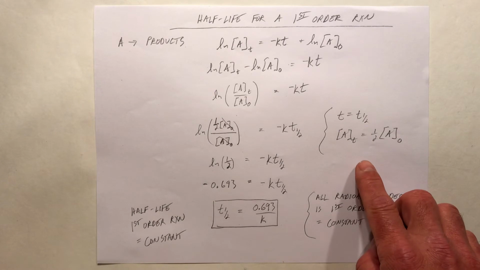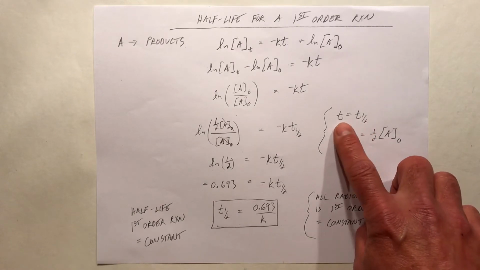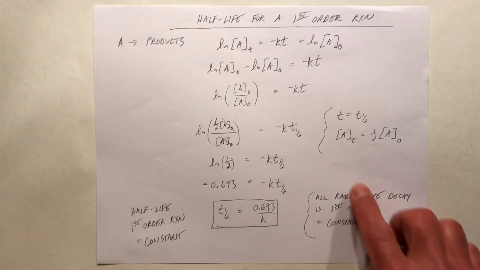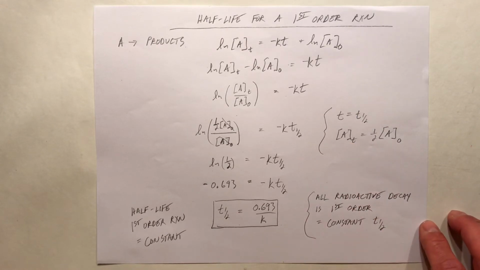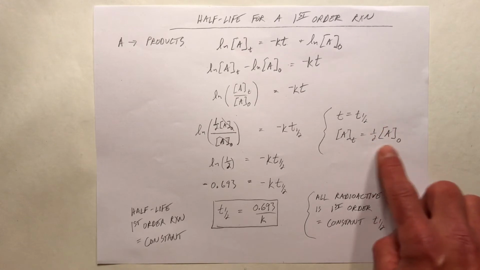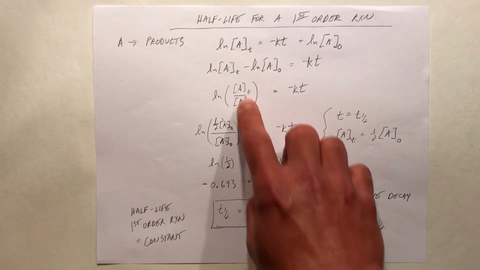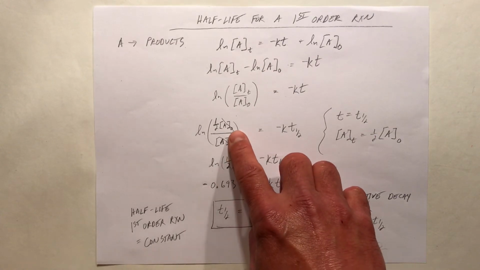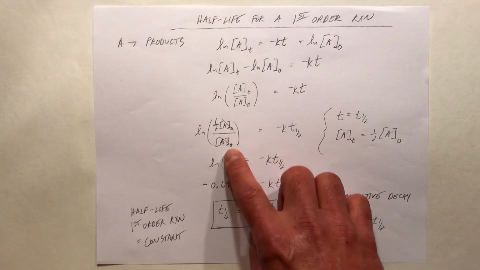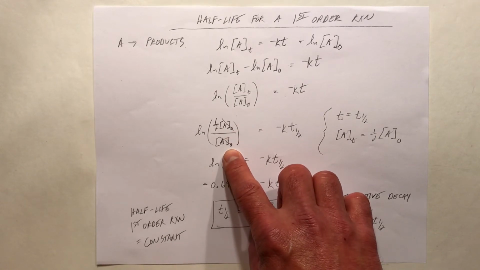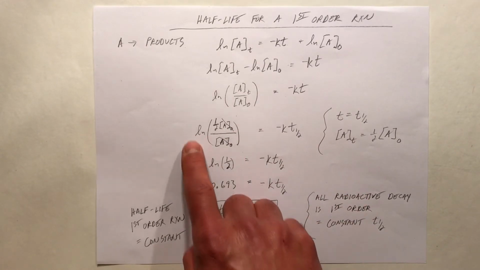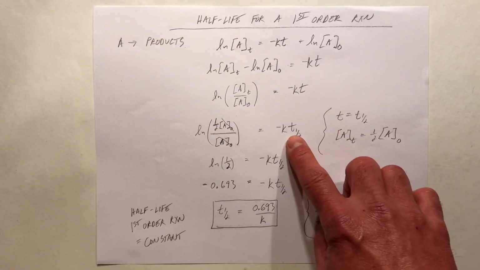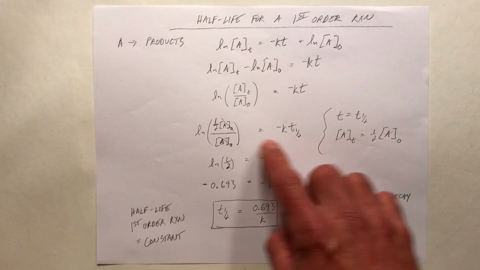Now let's substitute in the half-life criteria, that time is equal to half-life time when the concentration at time t is equal to half of the initial concentration. So we're going to substitute half of the initial concentration in here for concentration of A at time t. Now notice when we do that, the initial concentration, or the concentration at time 0, cancels out. And the left-hand side of the equation becomes the natural log of 1/2. And now instead of t, we're going to call that t 1/2, because now we're talking about half-life time when that's true.